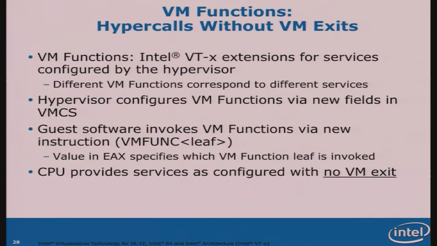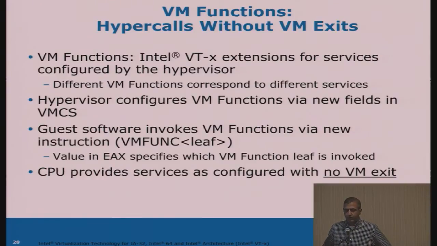So VM functions was added as a general intrinsic with the notion of supporting services from the CPU for specific VM guests. As Jun was describing in the morning, one of the leaves designed for VM function is dedicated for EPTP switching. The whole point behind VM function is that it's the opposite of a VM call, where a VM call is an explicit intrinsic to request services from the hypervisor. VM function is designed to, in the normal case, not exit to the hypervisor, but use services from the CPU that are set up by the hypervisor, right?